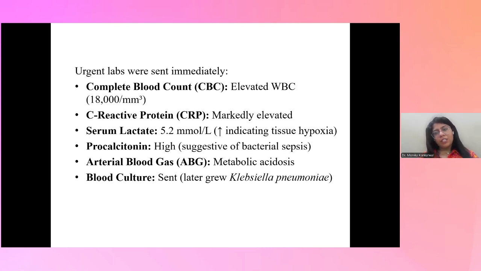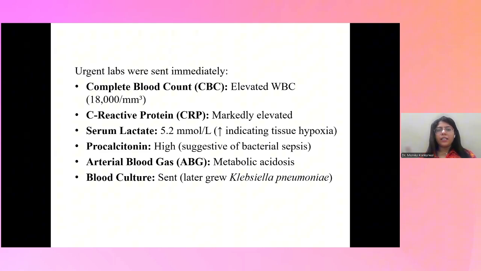Based on the lab values, the patient had an elevated WBC count of 18,000 per cubic millimeter. The C-reactive protein was also markedly elevated, again an indication of severe infection, with serum lactate of 5.2 millimole per liter, indicating tissue hypoxia. The procalcitonin level was high, suggestive of bacterial infection, with an altered ABG showing a tendency toward metabolic acidosis. The blood culture sent showed Klebsiella pneumoniae.